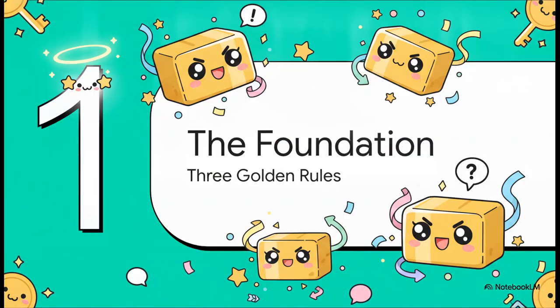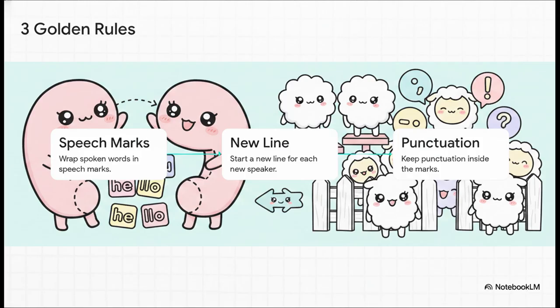Okay, let's jump straight into section 1, the foundation, the 3 golden rules. So here are the 3 foundational superpowers every single writer needs. Step 1, use speech marks, which are sometimes called inverted commas. These basically act like little wrappers around the spoken words. Step 2, new speaker, new line. You've got to give your characters their own space to talk. And step 3, keep your punctuation inside. I always like to think of speech marks as a fence, and all your commas and exclamation marks, well, they're the sheep that need to stay safely inside that fence.